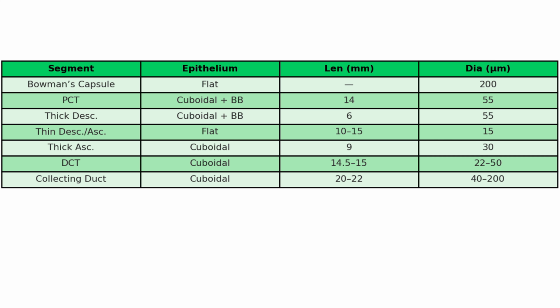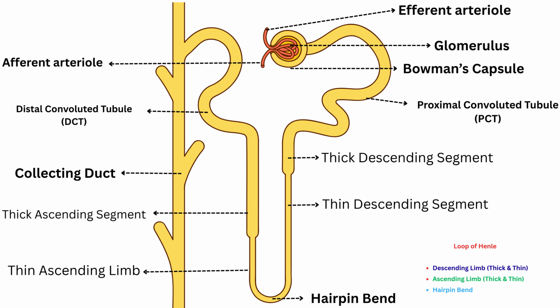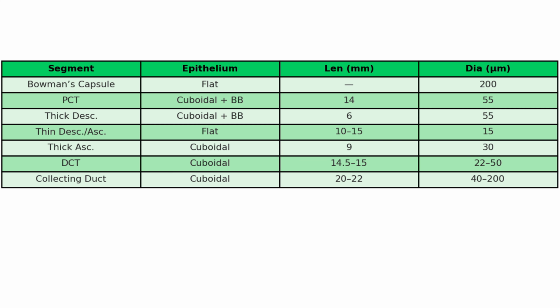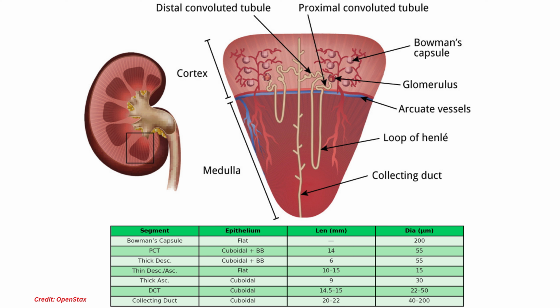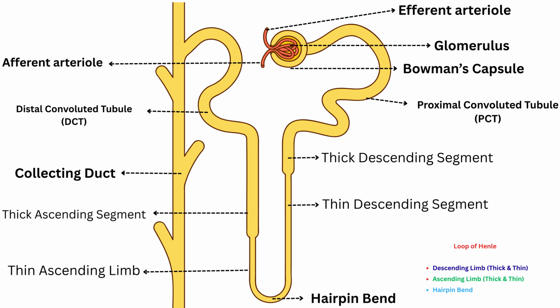This follows the thick segment and it is made up of flattened epithelial cells without a brush border. It continues downward into the hairpin bend of the loop. Next is the hairpin bend. The hairpin bend is also lined with flattened epithelial cells without a brush border. From here, the loop turns upwards and continues as the ascending limb.